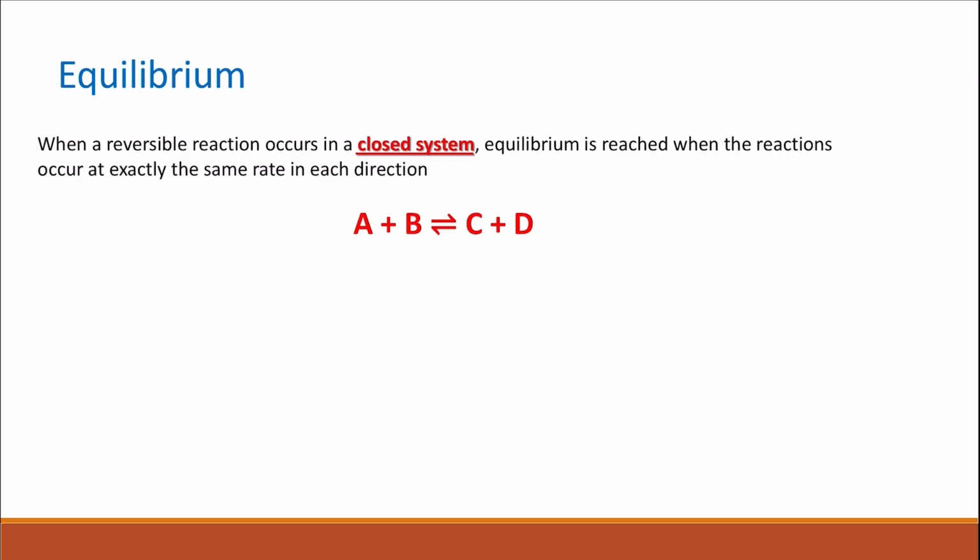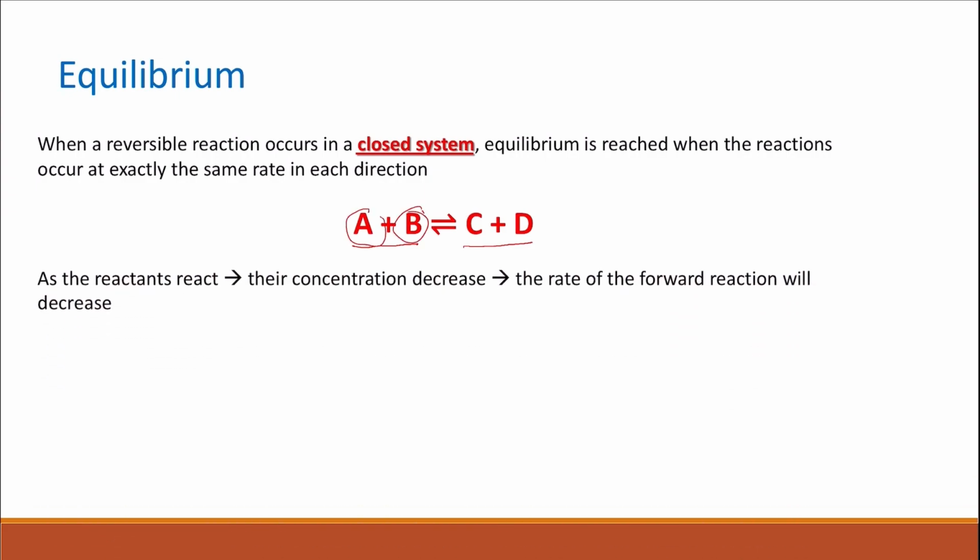So let's have a look at this reaction. This is a reversible reaction where we have two reactants A and B that react together to give C and D. So how can the equilibrium be reached? At the beginning of the reaction, the reactants A and B will react together. As they start to react together to give C and D, the concentration of A and B will decrease. If the concentration decreases, that means the forward reaction rate will also decrease, because we know that concentration affects the rate of a chemical reaction, and decreased concentration will decrease the rate of a chemical reaction.